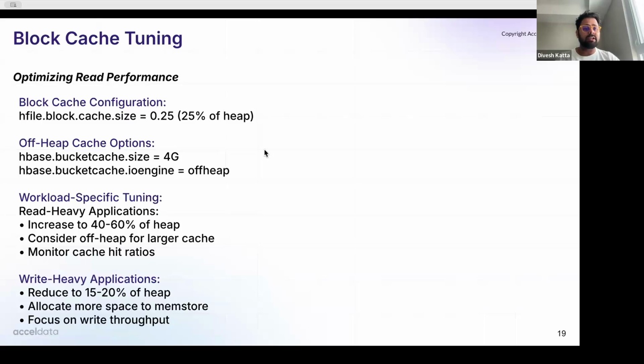Use the HBase web UI to monitor the cache statistics. Look at the cache hit ratio, cache eviction rates, and cache utilization. If your hit ratio is low, consider increasing the cache size. If your eviction rate is high, you might need more cache or a better access pattern. For write-heavy applications, you can reduce the block cache to 15 to 20% and allocate more space to the memstore for better write throughput.